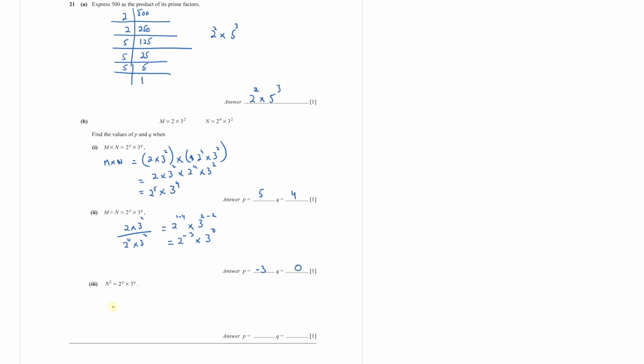Last part is n squared equals 2 power p, 3 power q. So your n value is 2 power 4 into 3 squared, and then you have to take the whole square. So when you bring this power in, you have to multiply. So 2 power 4 becomes 2 power 4 into 2, and then you have 3 squared, and then you bring this 2 in, which gives you this. So 4 times 2 is 8, 2 power 8, multiplied by 3 squared, and then you multiply another 2 here, so you get 3 power 4. So now you can compare these two expressions, and you get p equals 8 and q equals 4.